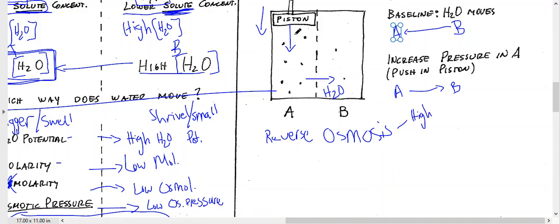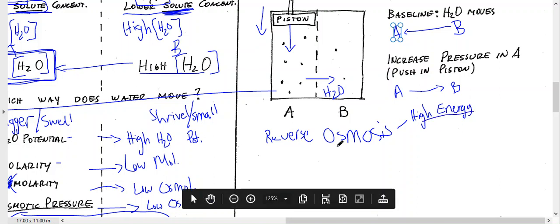Remember, this piston does not want to get pushed down. You have to apply quite a bit of force to get that piston to go down because this is so highly concentrated with salts. So you do need a lot of energy for this, and it is pretty energy inefficient. So it's not an ideal process to use. But it also creates brine.